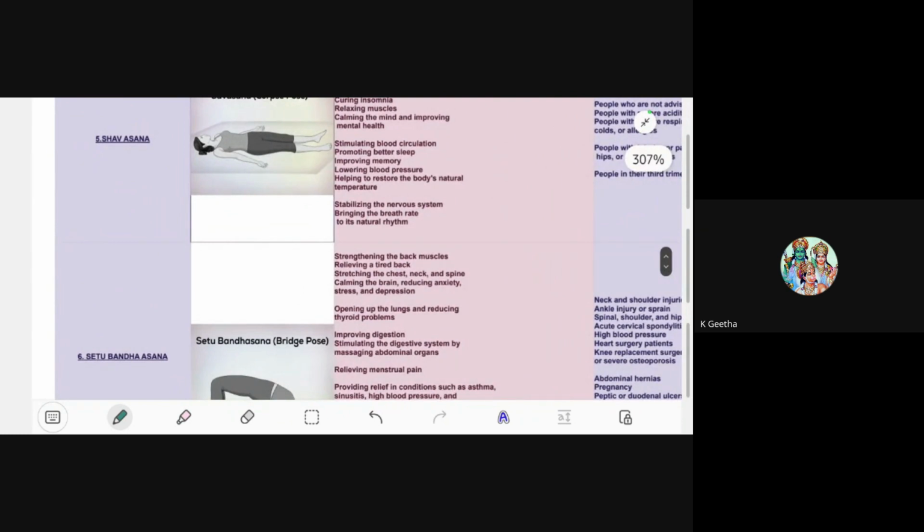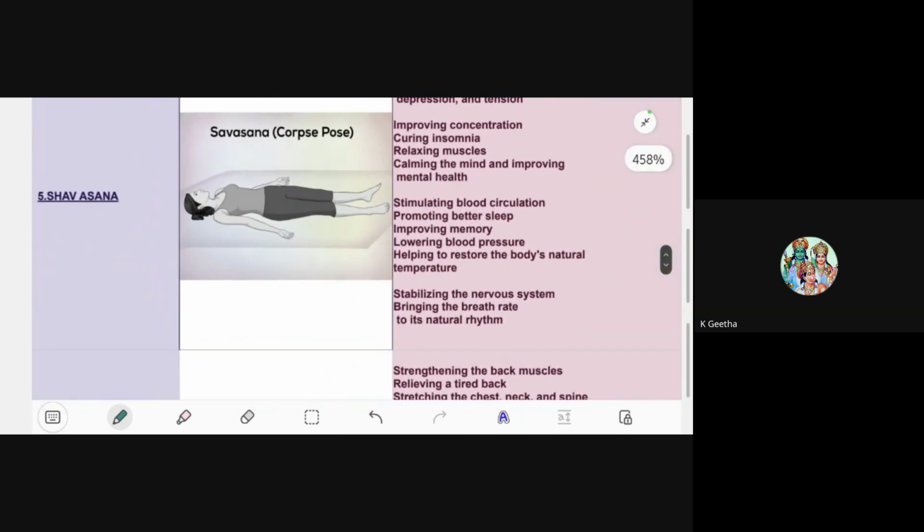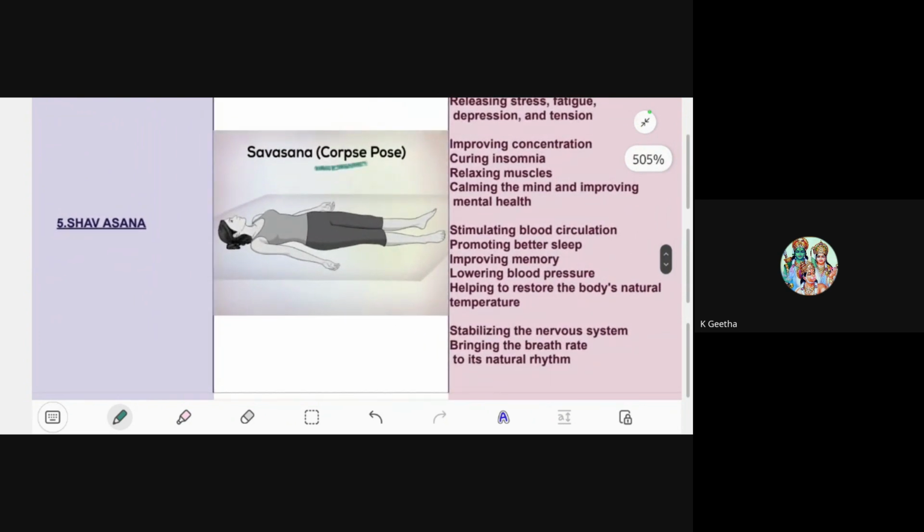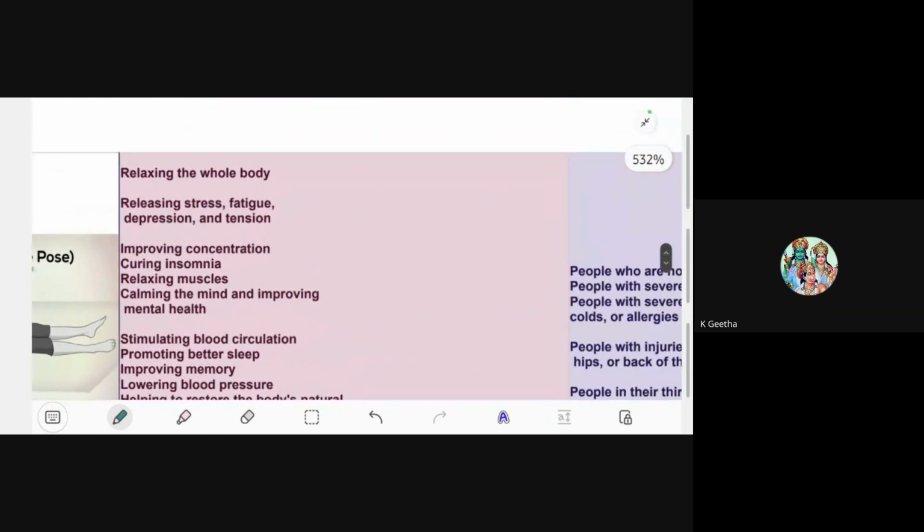Now the shavasana, the most loved asana, corpse pose. What is corpse? Corpse means a dead body. Okay. Like a dead body, relaxing. Though many people love this asana, in yoga we all love this asana, we also know the fact that this asana is not actually done correctly by yogis nowadays. It relaxes the whole body, releasing stress, fatigue, depression and tension.